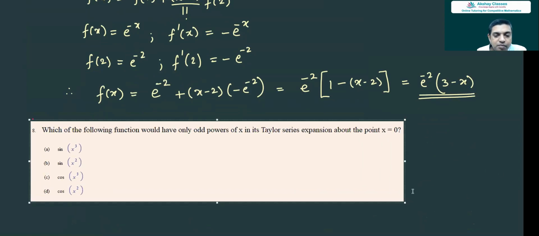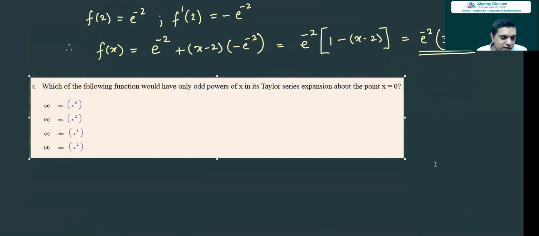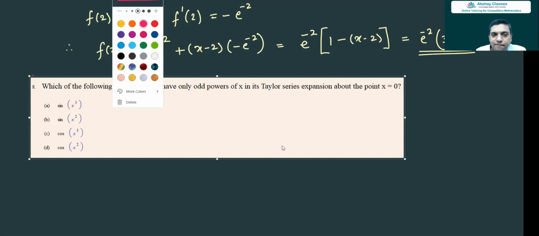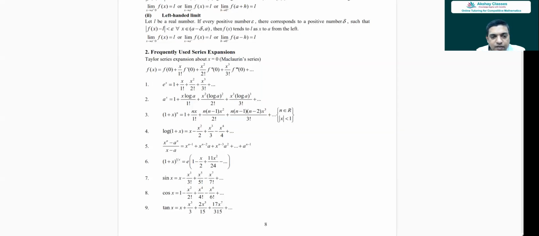Which of the following, maybe more than one, can be? So sine x cube, sine x square, cos x cube, cos x square. Do you remember the series, or should I show the series? You can see this series here.